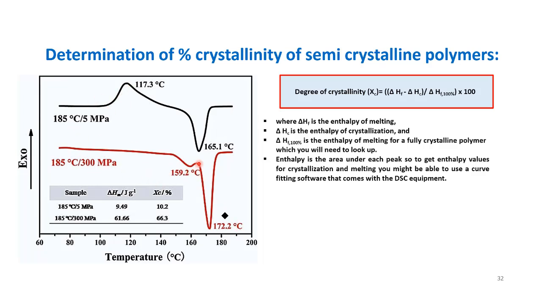Here it is showing that with increasing pressure, the peak shift is coming like this, so the Tg is increasing to a higher value. The enthalpy can be calculated from the area under the peak. To get the enthalpy value for crystallization and melting, you might use curve fitting software. We can get the exact value of how much the area is from the fitting software. With the help of that we can apply this formula, and we can determine the degree of crystallinity.